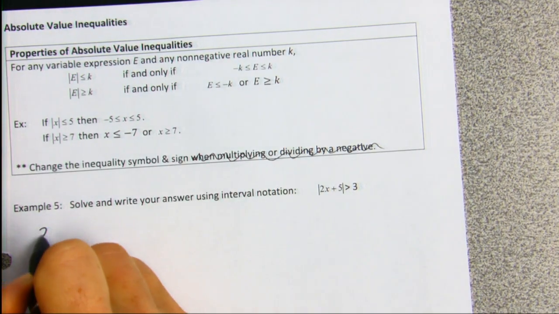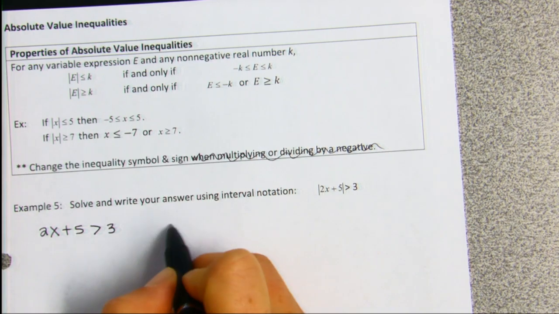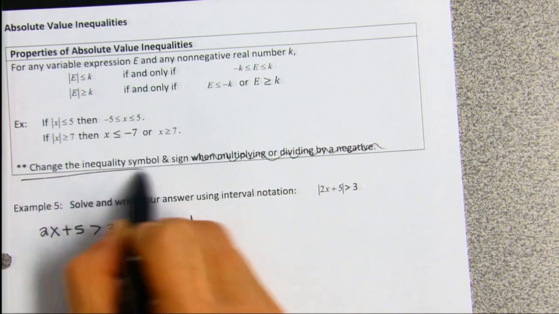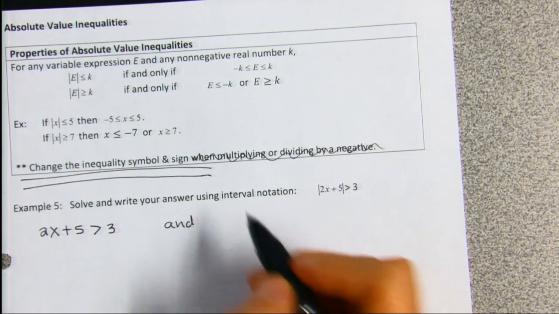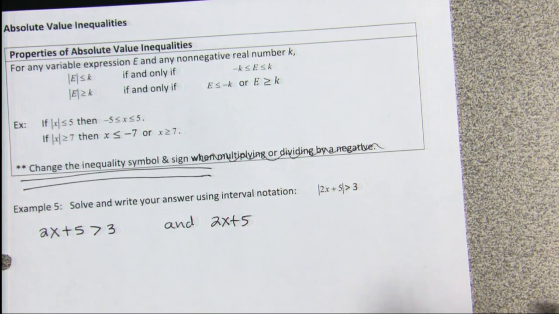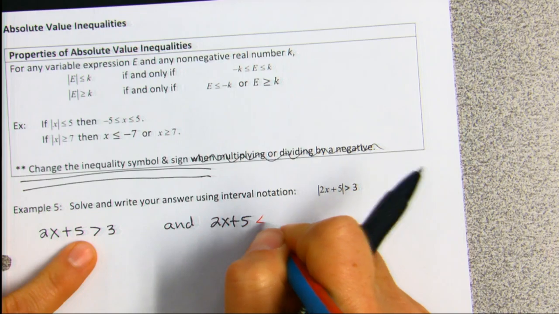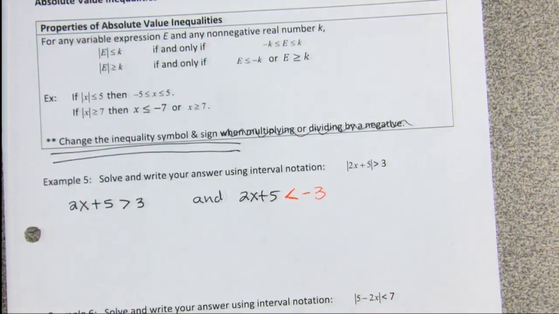So let's write our two equations. 2x plus 5 is greater than 3. And this is what I'm trying to tell you. When we change the sign of that number on the right, when we say we have 2x plus 5, we have a negative 3, you have to change that to a less than symbol, and it's negative. And then all the other rules would apply. If you were dividing by a negative, you'd have to flip it again.